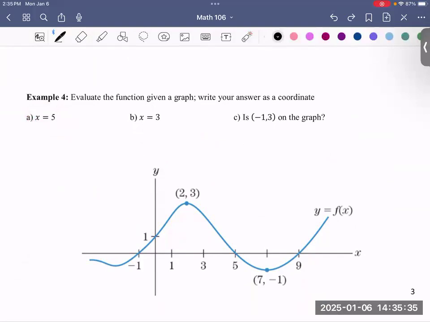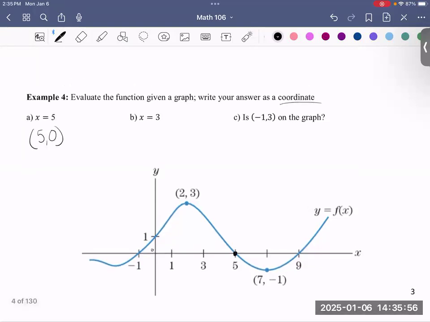Well, when x is equal to 5 on your graph, that would be right here. What is y? Well, y is 0. So as a coordinate, 5, 0. Be careful on my test. Don't just put 0 in the directions. It says write it as a coordinate. Give me the coordinate. Try it again with b.